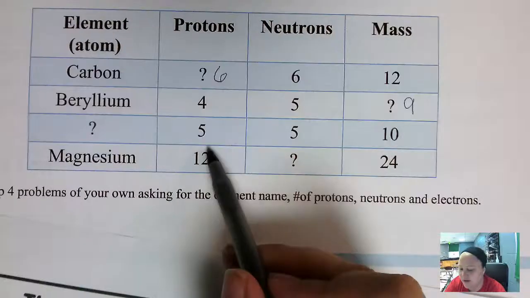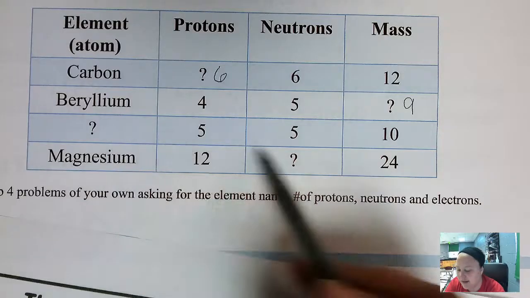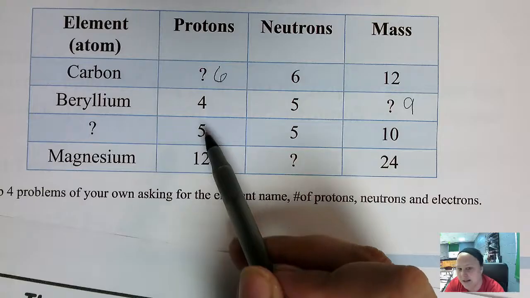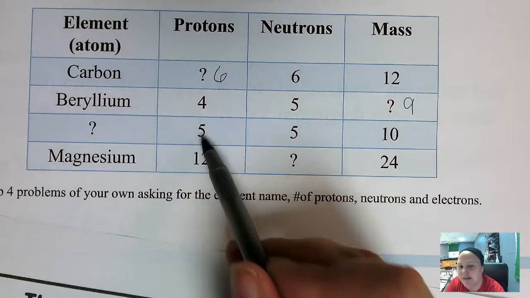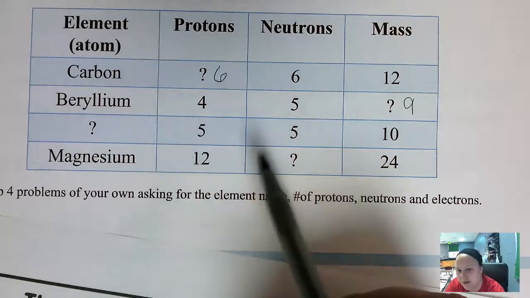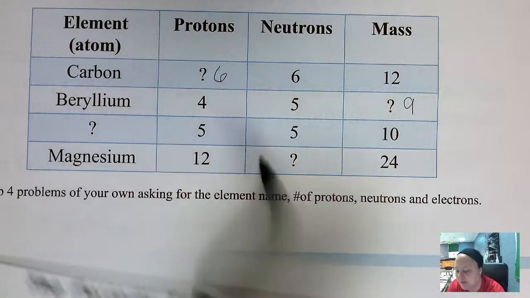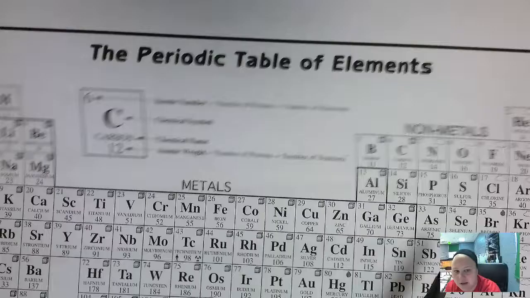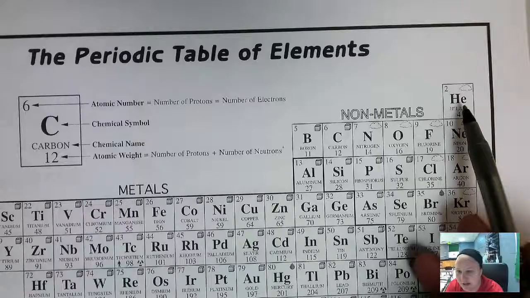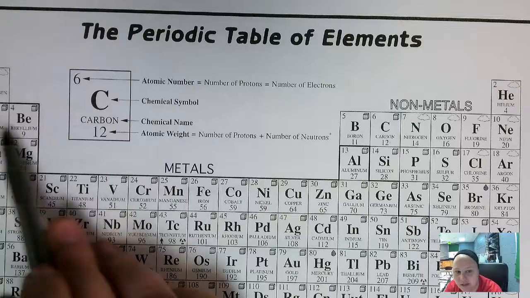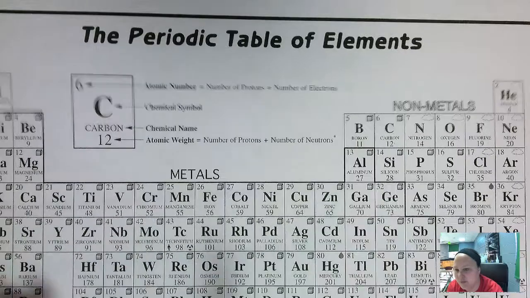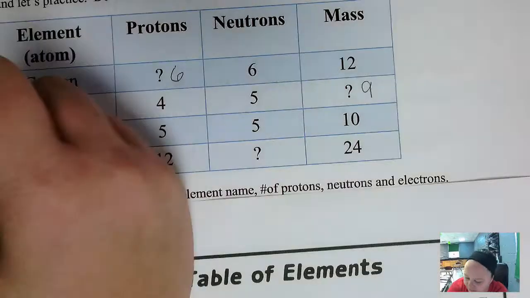Then we need to figure out what element has these. So if you look, like I said back in the notes, protons is the identity of the element. So if you look for an element that has 5 protons, it's going to give you the name. So let's look. And some of these are in order. So we have hydrogen, and then helium is 2, lithium 3, beryllium 4, boron 5. So boron would be the element that has 5.